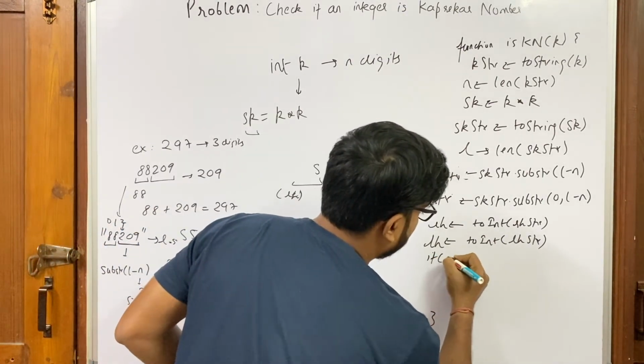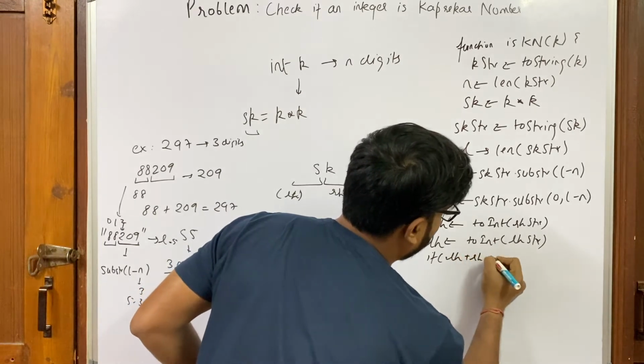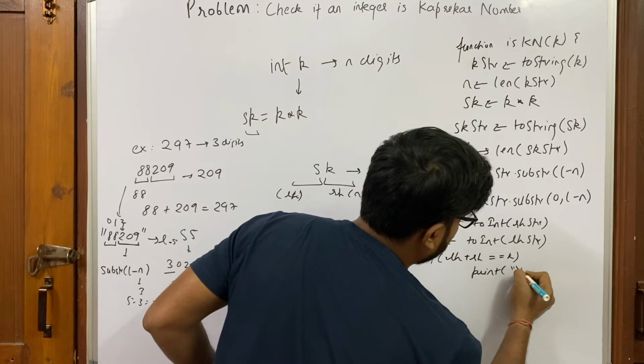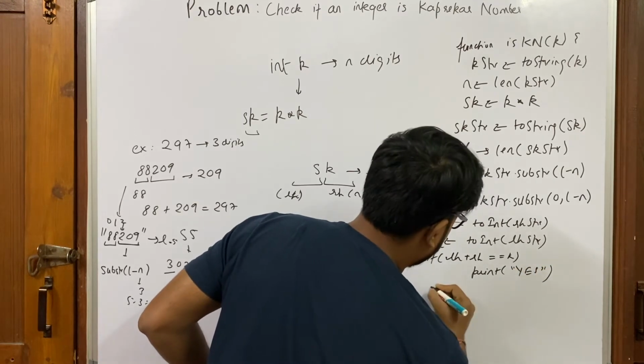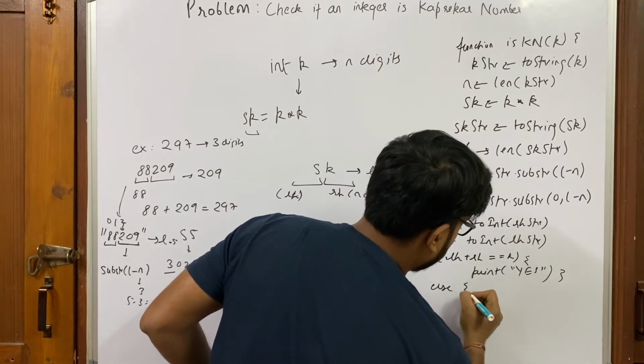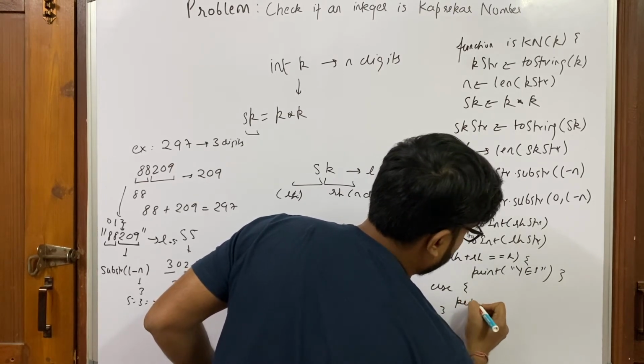So if left half plus right half equals k, you print yes, else you print no.